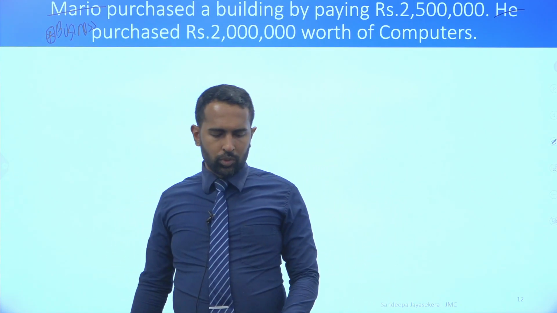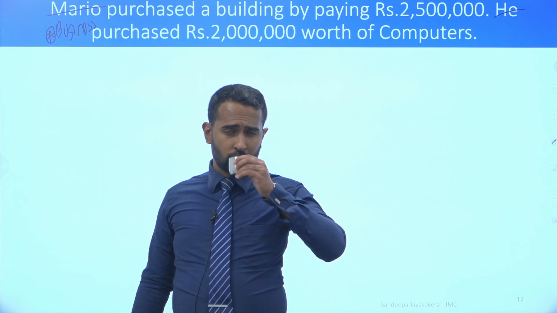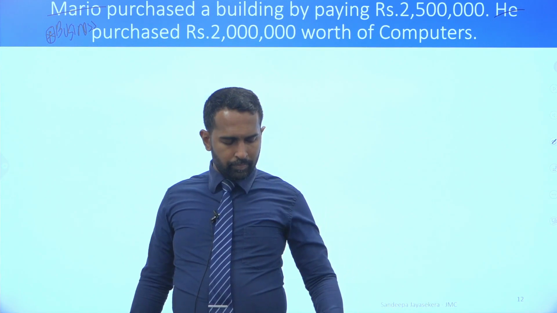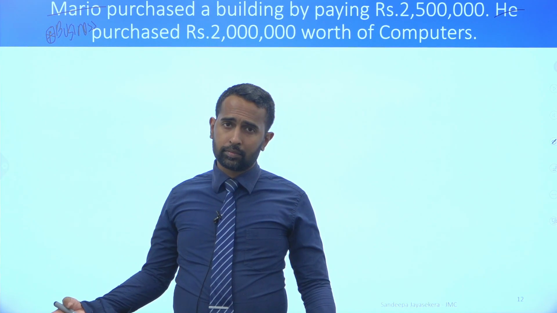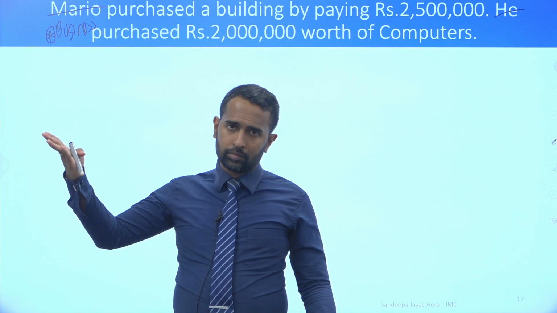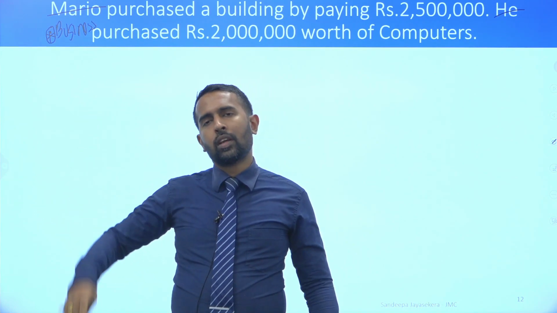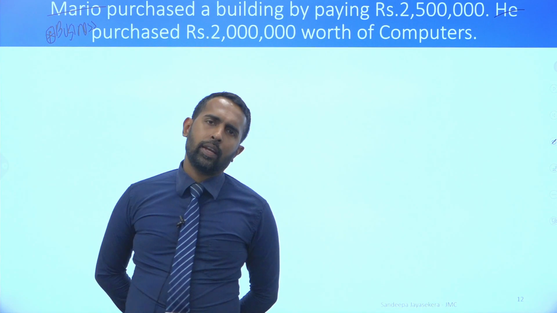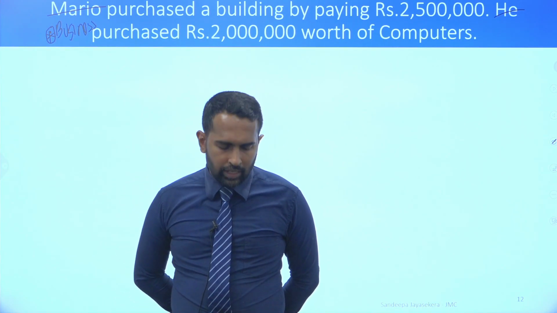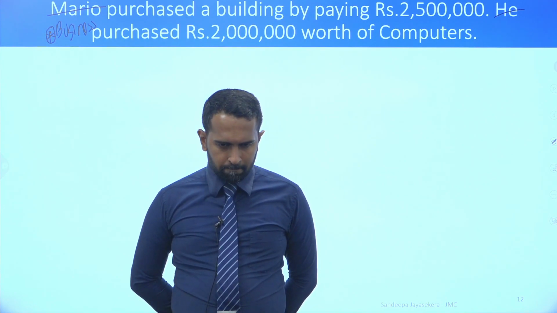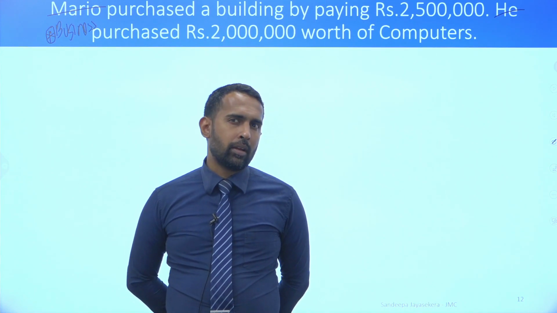Which items go up and down in this transaction? Cash goes down by 4.5 million. Very good. And building goes up by 2.5 million and computers goes up by 2 million. Computers, what is the nature? What is the nature of the computer? Assets. What type of an asset? What is the category? Non-current assets.